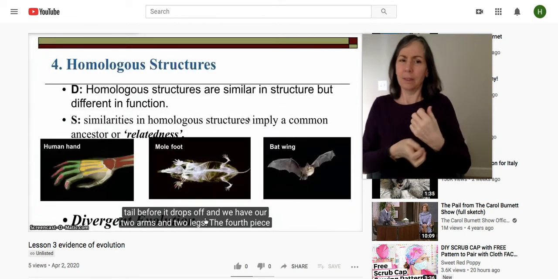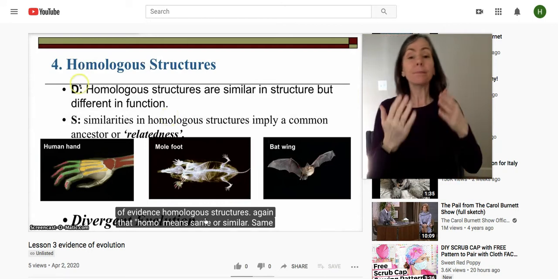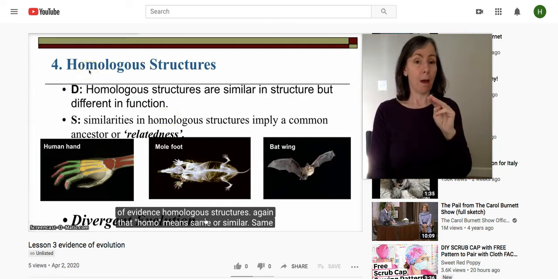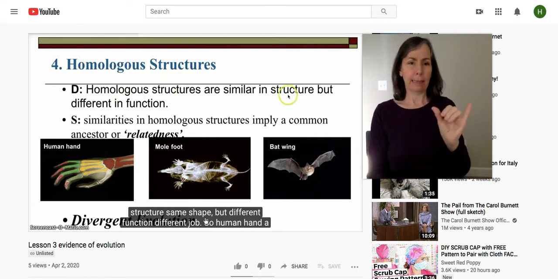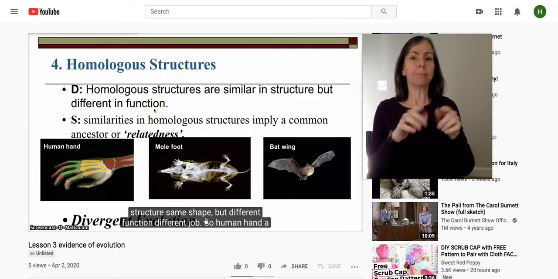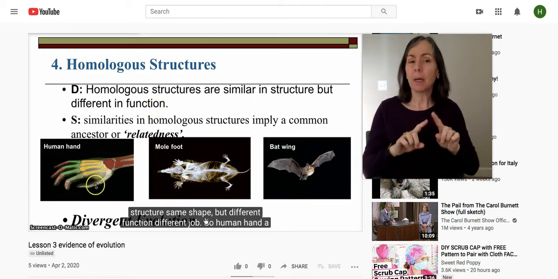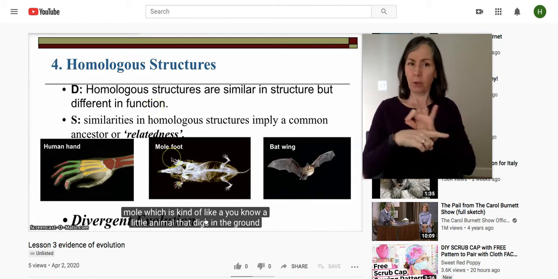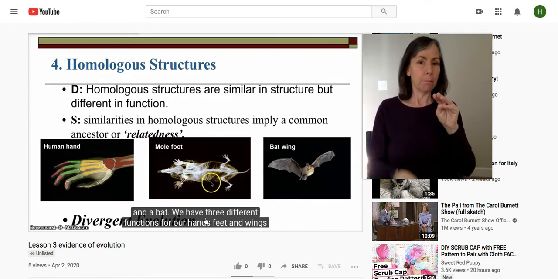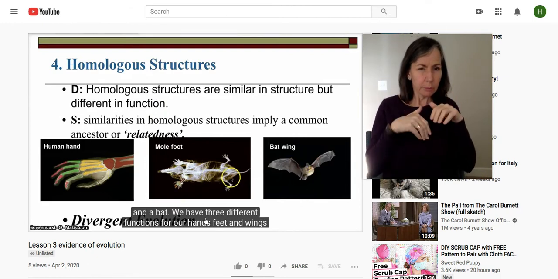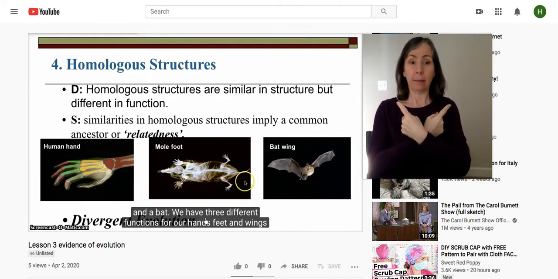The fourth piece of evidence, homologous structure. Again, that homo means same or similar. Same structure, same shape, but different function, different job. So human hand, a mole, which is kind of like a little animal that digs in the ground, and a bat. We have three different functions for our hands, feet, and wings.